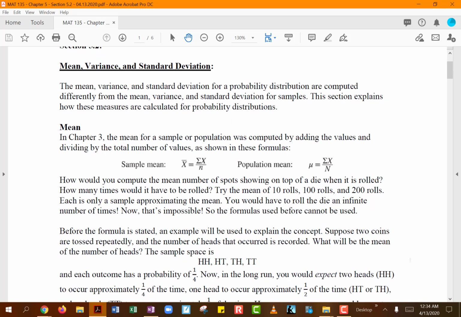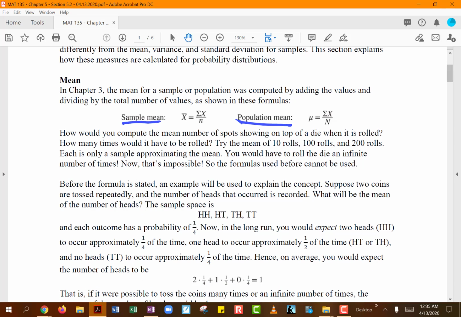So in chapter 3, when we were talking about calculating the mean for a sample or population, we were looking at these two formulas over here, right? Basically where you added all your values and divided by the total number of values you have.